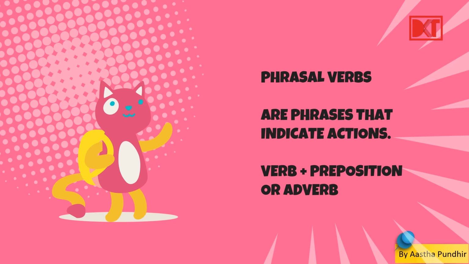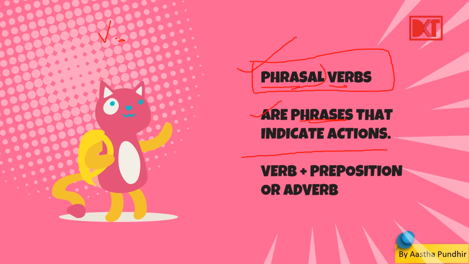Alright, so here we have a new category of verbs. Now this is just a subcategory, we can say, of verbs, which are phrasal verbs. And phrasal verbs are phrases that indicate actions. What did we learn about verbs? That verbs are words that indicate actions. But here phrasal verbs, as it is made of the words phrasal and verbs, phrasal here refers to them being phrases that indicate actions. Phrases how? Now a phrase is something that is made up of more than one word. So here phrasal verbs contain one word and either a preposition or an adverb.